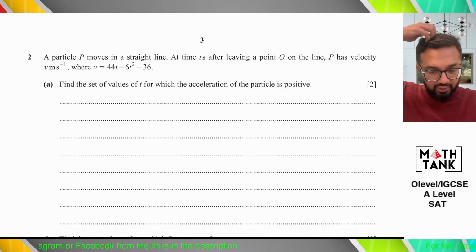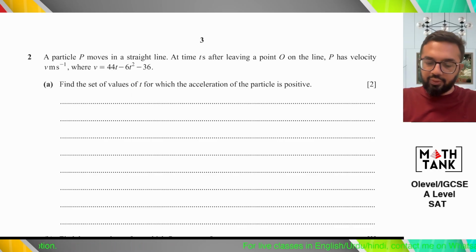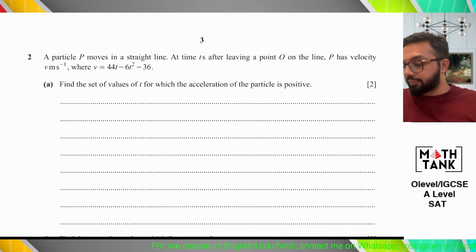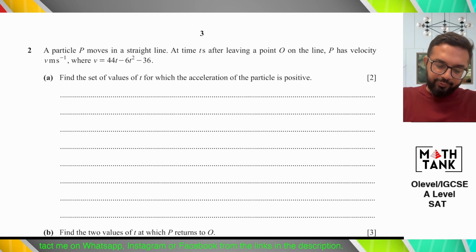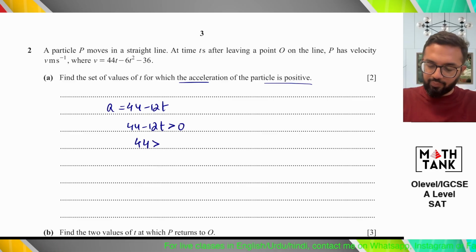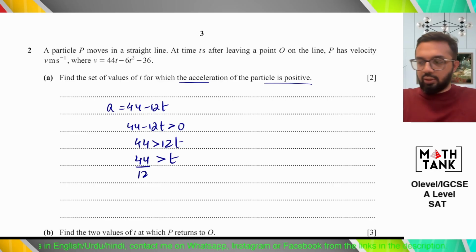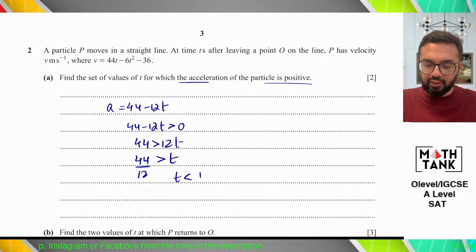A particle moves in a straight line. At time t seconds after it has velocity v, find the set of values of t for which the acceleration of the particle is positive. I encourage you to solve the paper first, and then it's going to be more productive for you. So acceleration is 44 minus 12t. 44 minus 12t is positive, so it's greater than 0. 44 divided by 12 is 11 over 3. So t is less than 11 over 3.